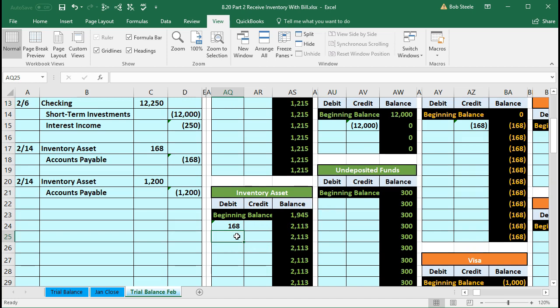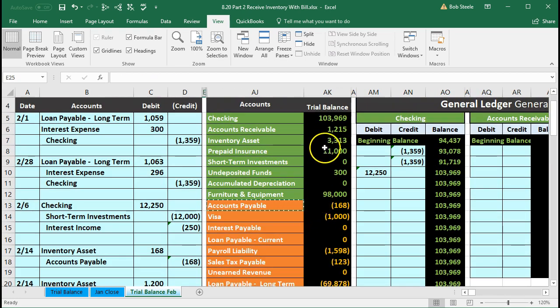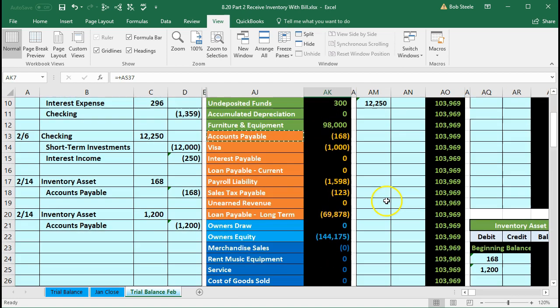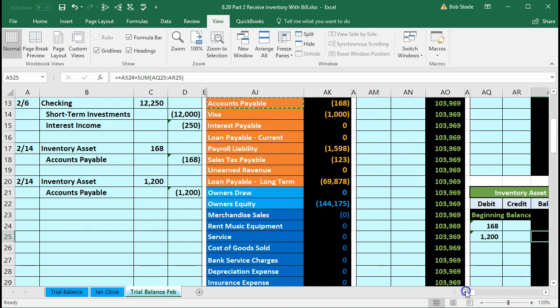Scrolling down, we have AQ25. We are in cell AQ25, equals, and we're going to point to that 1,200, bringing the balance up from 2,113 by 1,200 to 3,313. That then can be found on the trial balance. Here it is, 3,313. Is that what I said? 3,313. Okay, looks good.